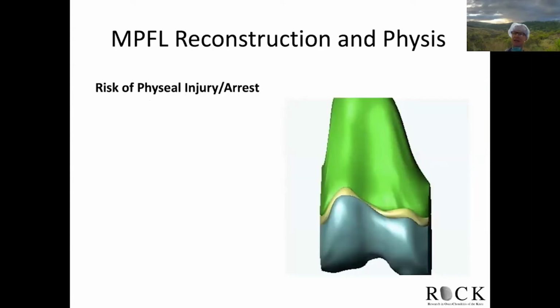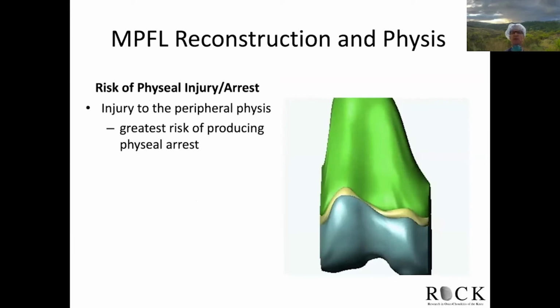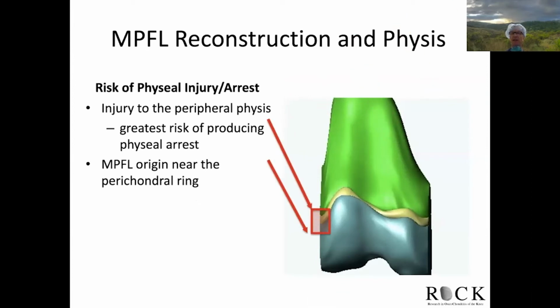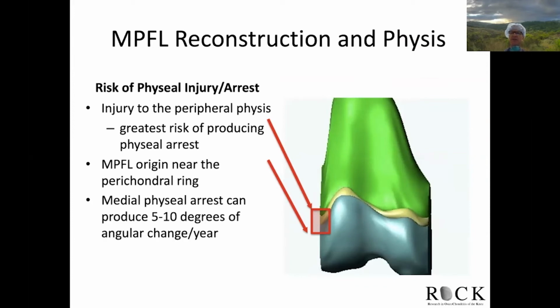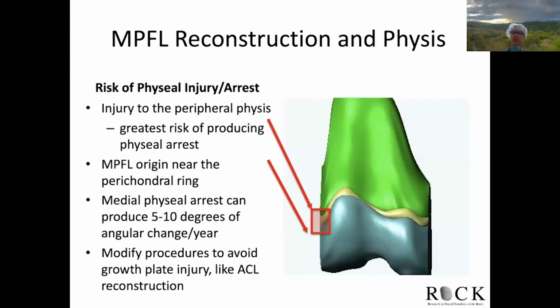So much like the ACL, the MPFL surgeries do carry a risk of growth plate arrest, because we do know that peripheral region of the physis, this red little box here with arrows, the MPFL starts right at the edge of the physis, very close to it. And so you have to be careful doing the surgery here. If you injure that area of the growth plate, because of rapid growth in growing children, say an 8, 10, 12-year-old, you can have up to 5 to 10 degrees of angular change about the knee in the year from causing a growth plate arrest there. So the technique has to take that into account, just like the ACL. And so we've learned to modify procedures, such that what we might do in adults, we wouldn't want to do in a child because of the risk of a growth plate injury.